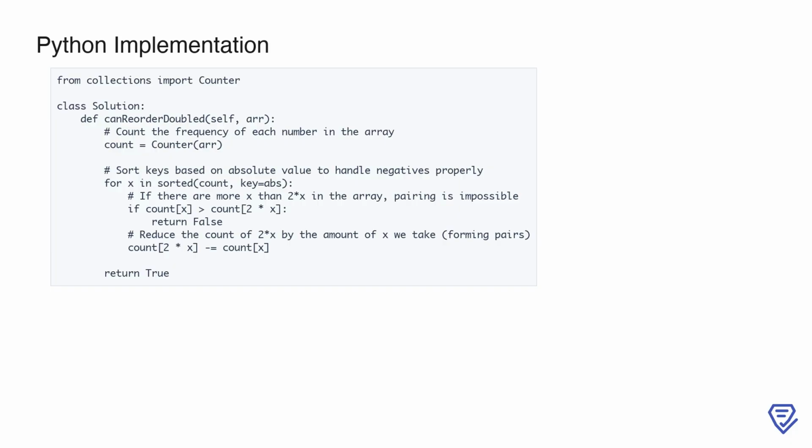This approach is efficient due to the use of sorting and Counter. Sorting ensures proper handling of negative numbers, and the Counter operations, like subtraction, are fast. The overall time complexity is dominated by sorting, making it O(n log n). This solution handles all edge cases, including arrays with zeros, negatives, and duplicates, ensuring correctness in all scenarios.